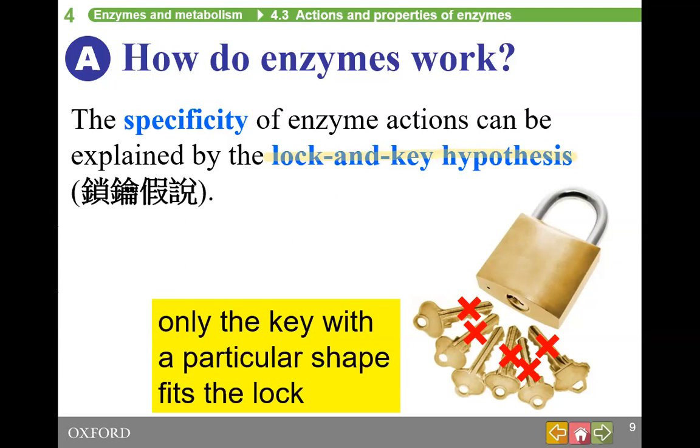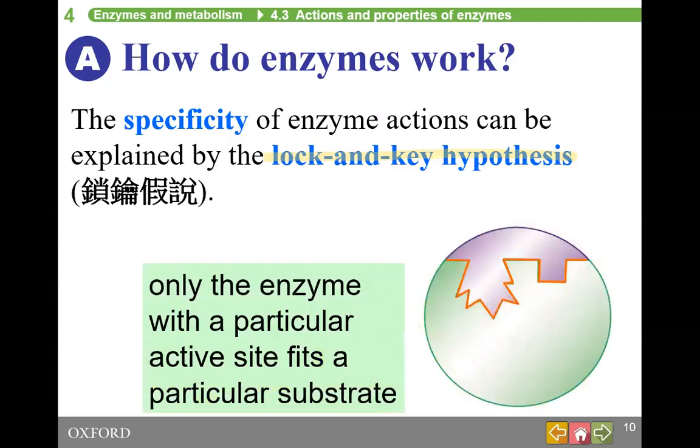Okay, so only the key with a particular shape can fit the lock. And it's just like the enzymes and the substrates. Only the enzymes with a particular active site can fit a particular substrate.